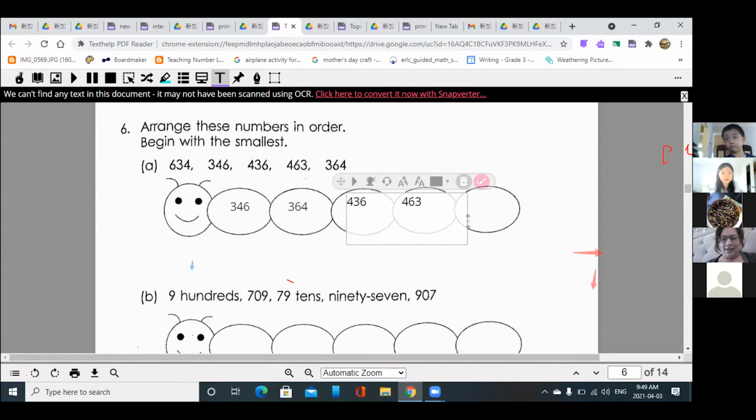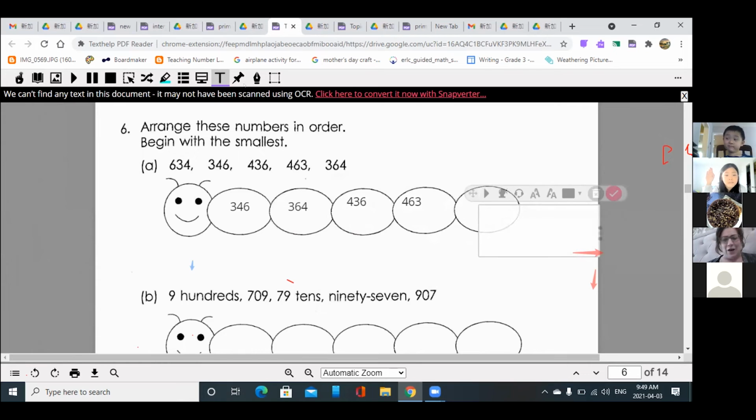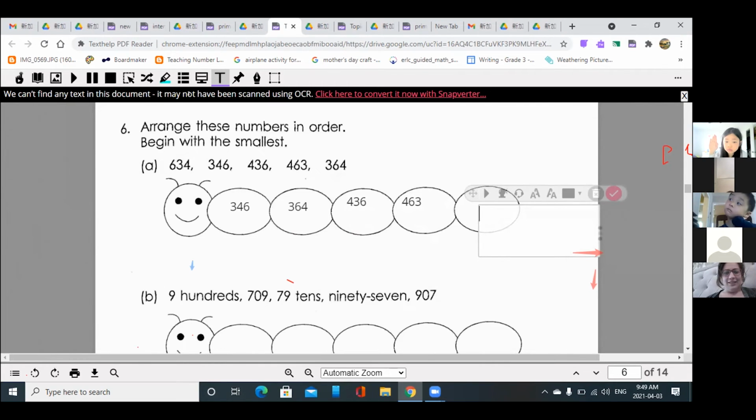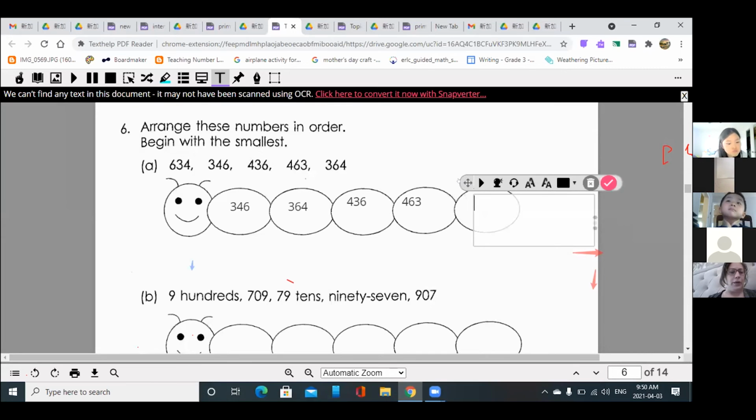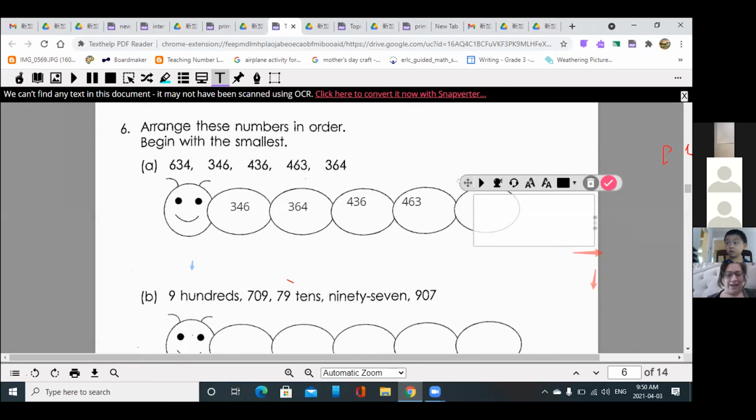Yes, indeed. Now, what's the biggest number? Teddy, let us know. Teddy, we're waiting on the biggest number that's going to fill up this caterpillar. What's it going to be, Teddy? Oh, maybe Teddy's not there. Teddy, are you there? 634. There he is. I knew he was there somewhere. Okay, 634. Awesome.